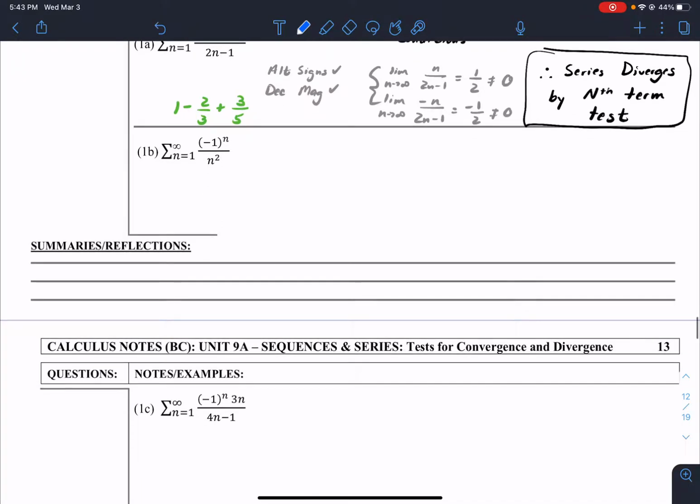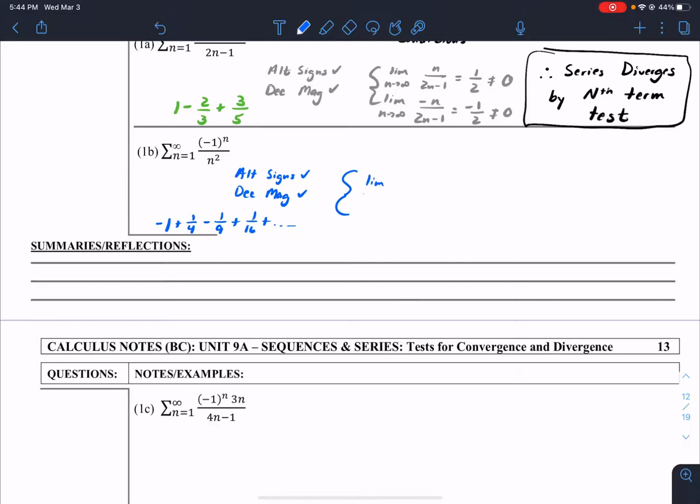The next one, I'm going to do the same thing. I'm going to build the first few terms, plugging in a 1 here, so you're going to get a -1 as your first term. Then you plug in a 2, you're going to get a positive 1/4. You plug in a 3, you're going to get a -1/9, right? Then positive 1/16. So I can tell that I'm alternating. I can tell that I'm decreasing in magnitude. So alternating signs. Check. Decreasing in magnitude. Check.